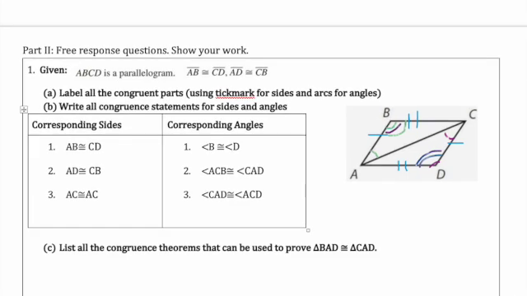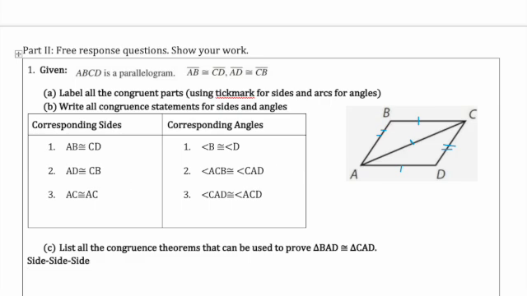Okay, list all congruent theorems. Oof, that's a lot. Okay, so that prove. So let's start off with, we know this is congruent to this, and we know this line is congruent to this line, and we know this is congruent to itself. So we know for sure side, side, side congruency theorem.